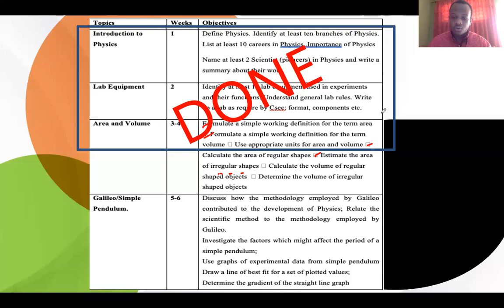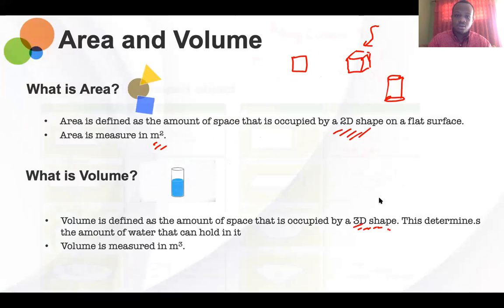Right. So we move on now. We went through all of these already from the last class. Area is for a 2D shape, right? And volume is for a what? It is volume for 2D or 3D shape? 3D, sir. 3D shape. Yeah.